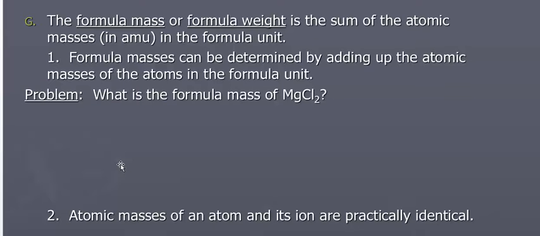The formula mass or formula weight is the sum of the atomic masses in AMUs in the formula unit. So for example, what is the formula mass of MgCl2? If I want to know the formula mass, I'm going to separate it. I've got 1 magnesium, so I'm going to take 1 times the mass of an atom of magnesium. Go back to the periodic table. 24.3.